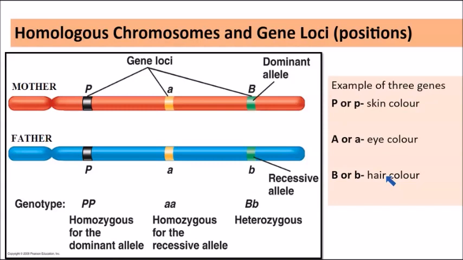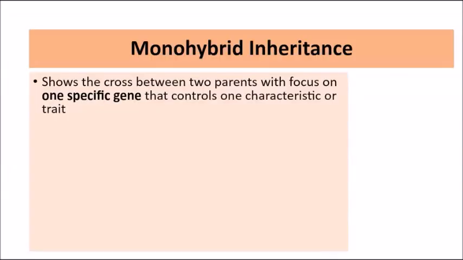Alright, so hopefully you have an understanding of how the homologous chromosomes work in terms of the positioning of the genes. We're just seeing three genes represented here, but in reality there's a whole range of genes that will be aligned along each of these chromosomes, but this is just highlighting three particular genes at specific points along the homologous chromosome. Alright, let's move on to now look at monohybrid inheritance.